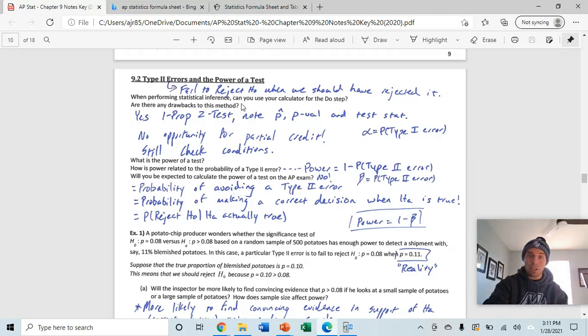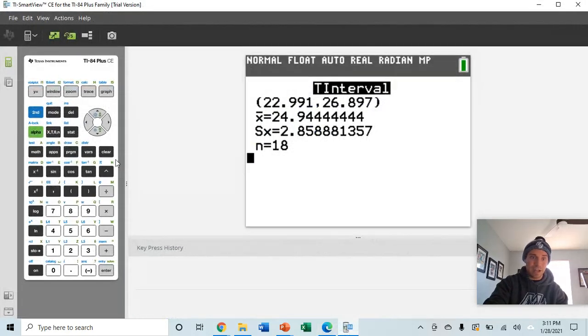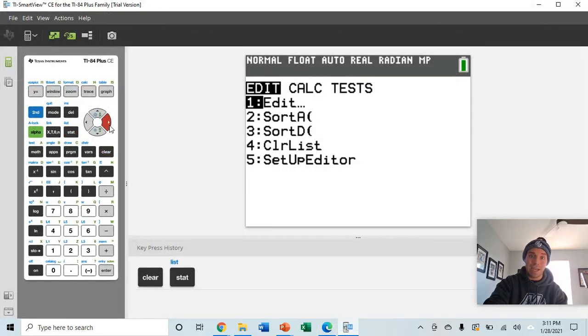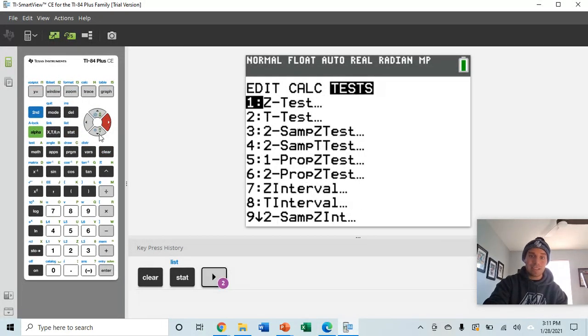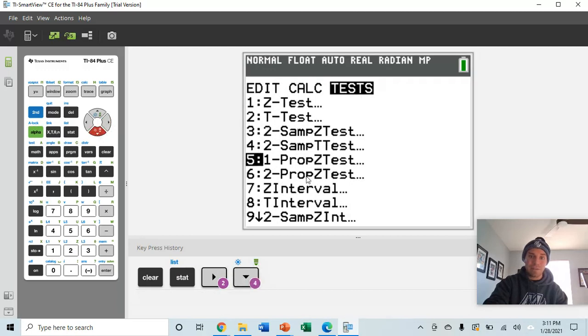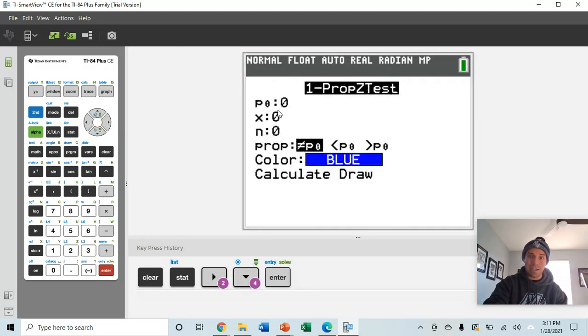Before we get into that, I want to just mention that we can run these tests on the calculator by going to a one-prop z-test. So if we go on our calculator, similar to confidence intervals, if you don't want to do these things by hand, you can go over to tests and down to number 5, and number 5 is a one-prop z-test. It's going to ask you for p sub 0, which is your hypothesized value, your x, and your n, as well as the sign in your alternative hypothesis. Then you can hit calculate or draw, and you would get results.